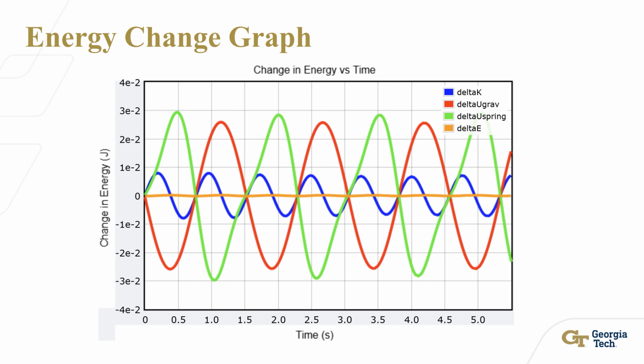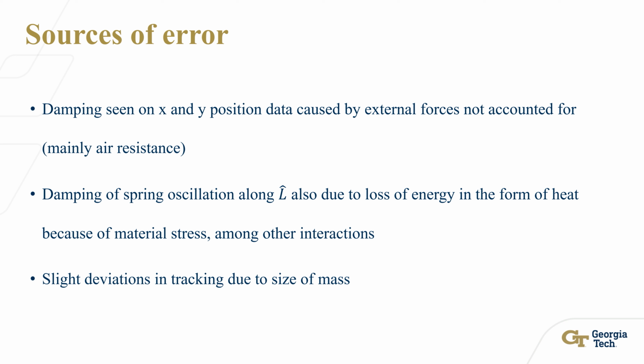Some sources of error are that the damping seen on X and Y position data is caused by external forces not accounted for in the model, mainly air resistance. Also, the damping of the spring oscillation along L hat is due to loss of energy in the form of heat because of material stress, among other interactions. And there are slight deviations in tracking due to the size of the mass.